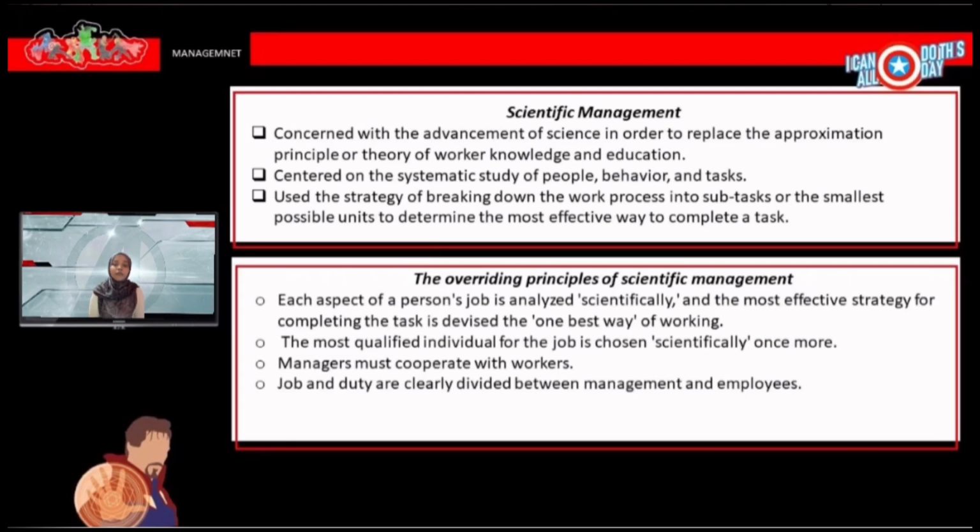There are 4 overriding principles of scientific management. First, each aspect of a person's job is analyzed scientifically, and the most effective strategy for completing the task is devised, the best way of working. Then, the most qualified individual for the job is chosen scientifically. That is, managers must cooperate with workers. After that, job and duty are clearly divided between management and employees.